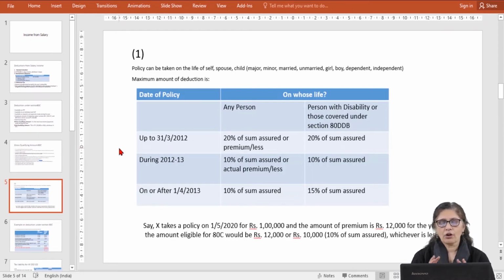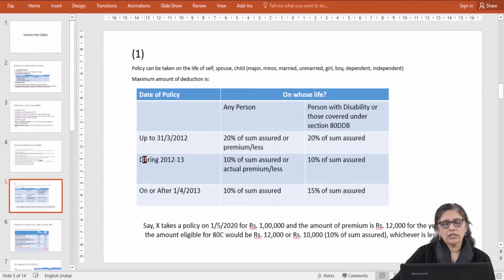subject to certain conditions. One, policy can be taken on the life of self. You can take a life insurance policy for your own life, or life of your spouse, or life of your child. The child could be a major child, minor child, married, unmarried, it could be a girl or a boy, dependent or independent. So even for a working child, if you take a life insurance policy and you pay the premium out of your income, that qualifies for deduction under 80C. But the amount of premium is subject to a maximum limit.